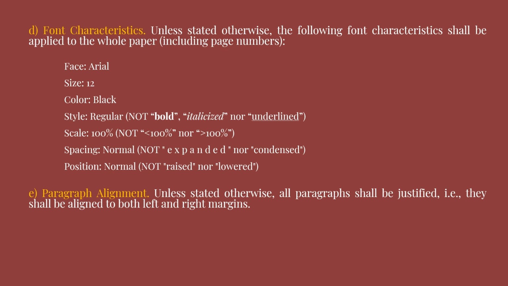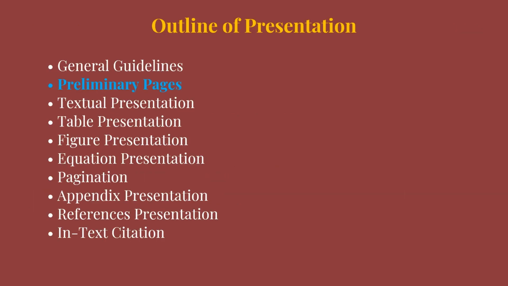So all of these are part of the general guidelines. It means that all this applies to all parts of the paper, whether it's in the preliminary pages, chapter 1, chapter 2, 3, 4, 5, the bibliography, and the appendices. Now let's move forward to the preliminary pages.